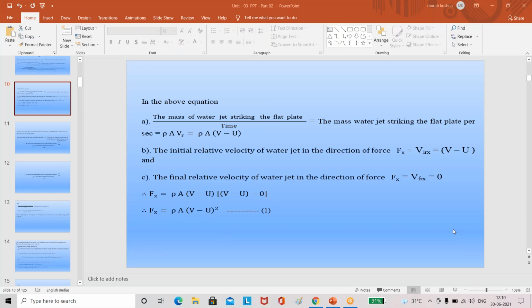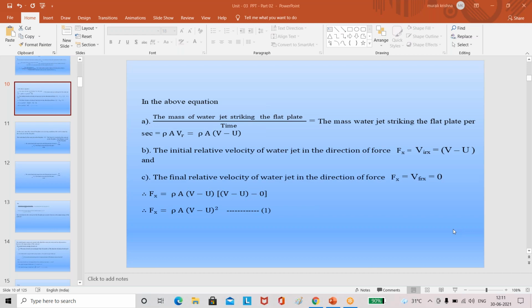Good afternoon, students. In the previous class, we started the impact of a horizontal water jet on the vertical moving flat plate in the direction of the water jet. So we started that condition in the impact of water jet, moving plate condition. In that moving plate condition, the first one is the impact of a horizontal water jet on the vertical moving flat plate in the direction of the water jet.